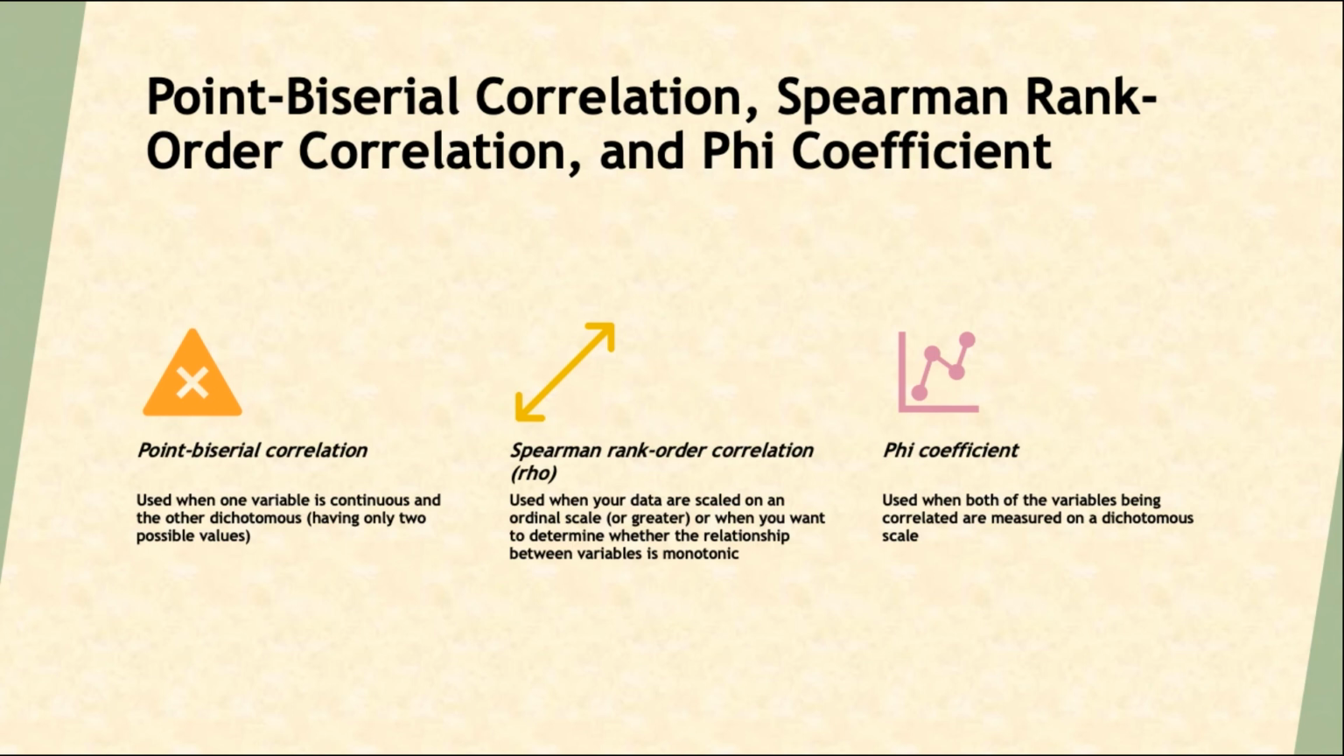Because one variable is continuous and the other is dichotomous, having only two possible values, you would apply the point biserial correlation. Although there is a special formula for the point biserial correlation, in practice you can use the formula for the Pearson R to compute it. The dichotomous variable is dummy coded as 0 for one response and 1 for the other.